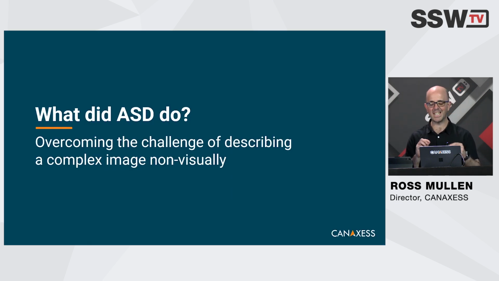What ASD did to overcome the challenge of describing a complex image was very, very clever. Instead of only providing a lengthy description in alt text or in a separate text, which we know is very, very hard, they used Semantic HTML to add meaning to those elements that are visually distinct. What I mean by this is they used HTML to provide meaning to the content.